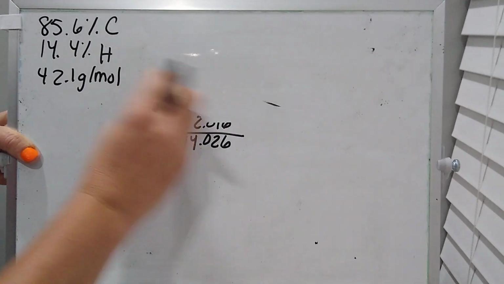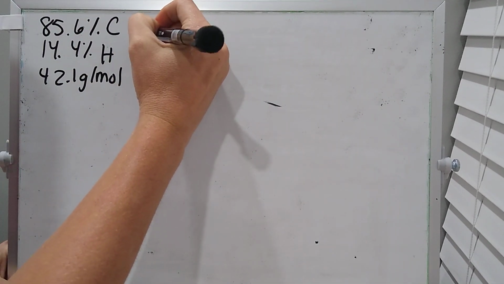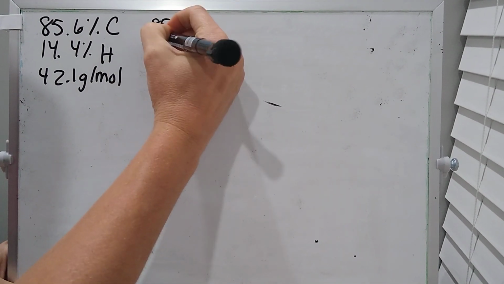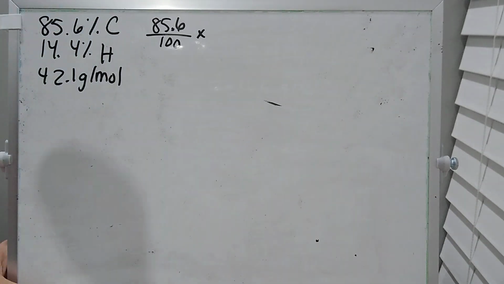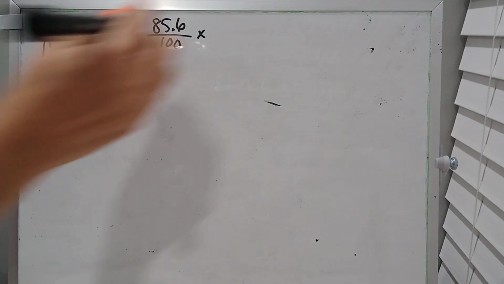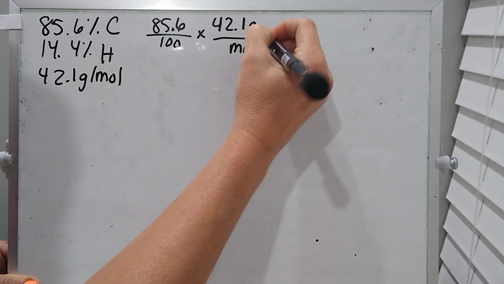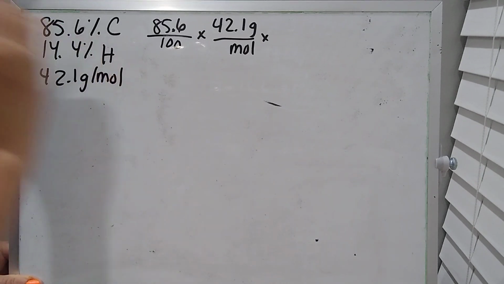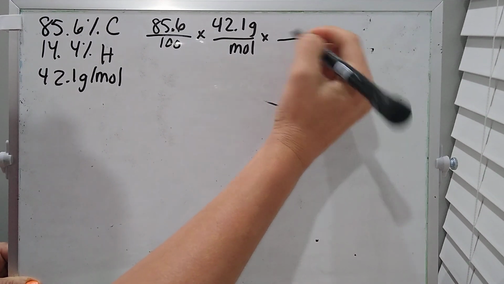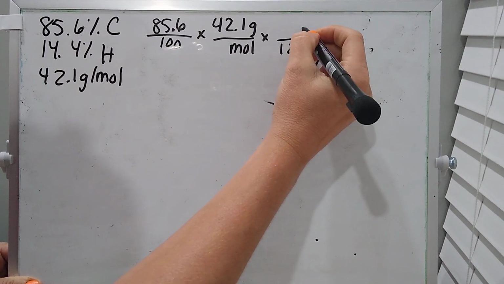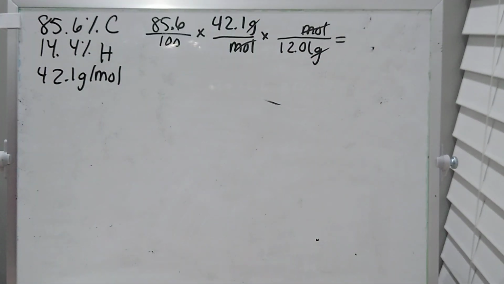Okay. So what I'm actually going to do is change this into a decimal. So 85.6 divided by 100, because that's how you figure out the decimal for a percentage. And then I'm going to multiply it by the total molecular mass, 42.1 grams per mole. And then finish it off by multiplying by the mass of carbon. But remember, dimensional analysis, I need these units to cancel. So I'm going to put my grams on the bottom. Per mole goes on top. So those cancel out.